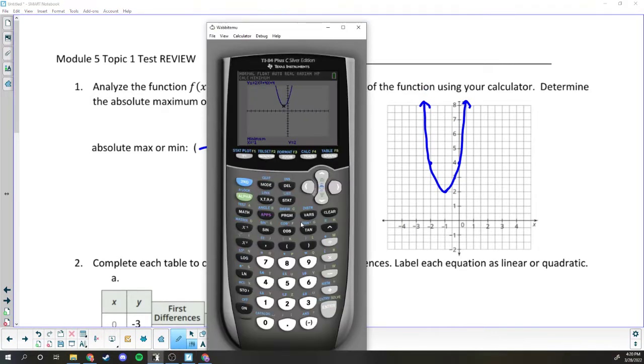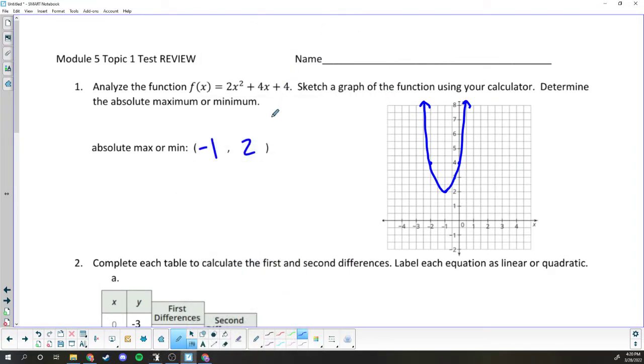Let's compare it. It is going to be a little bit different because our windows are different, right? We're looking only between -5 and 5 versus -10 and 10. But I'm pretty happy with this outcome. So I would qualify that as a sketch, and I would qualify this problem as done.